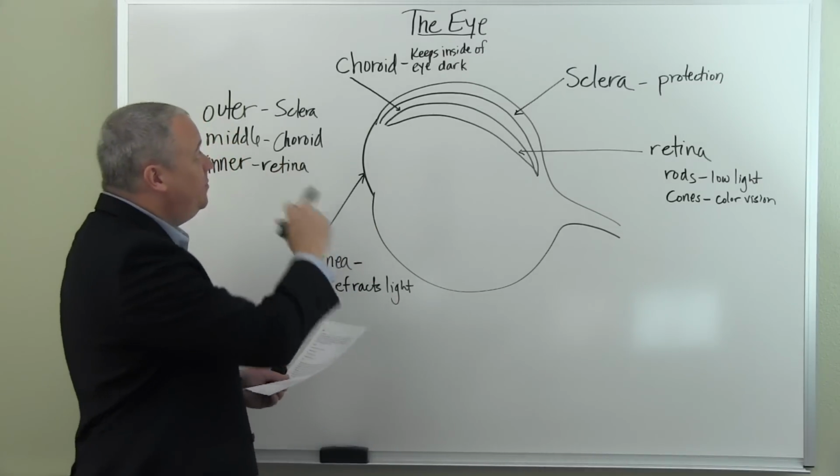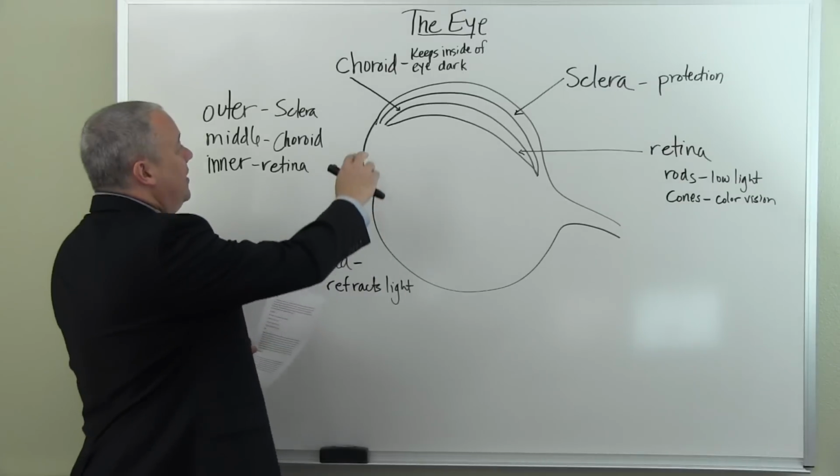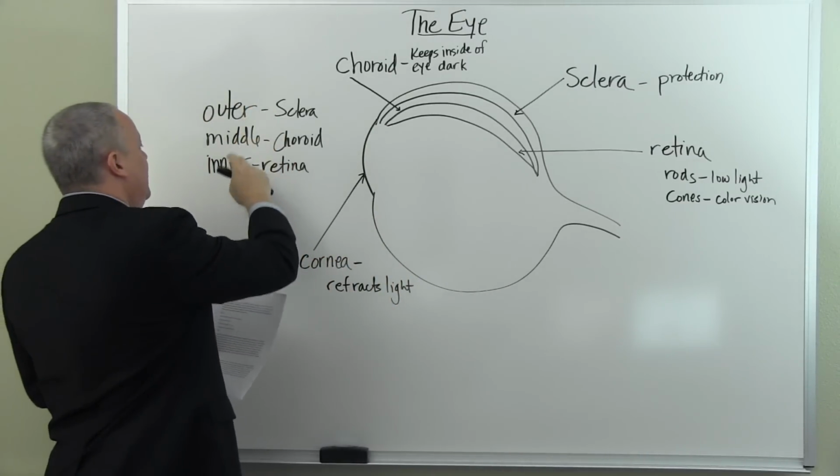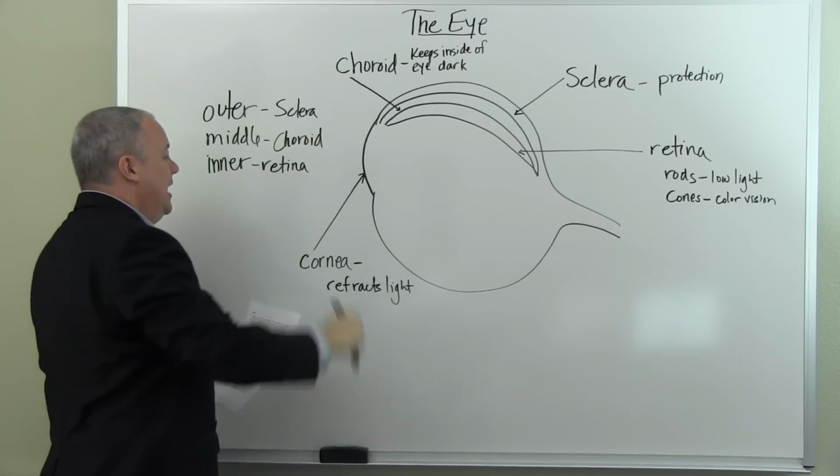But anyway, this has just been a basic overview of the eye wall and its 3 divisions, the outer, middle, and inner: sclera, choroid, and retina.